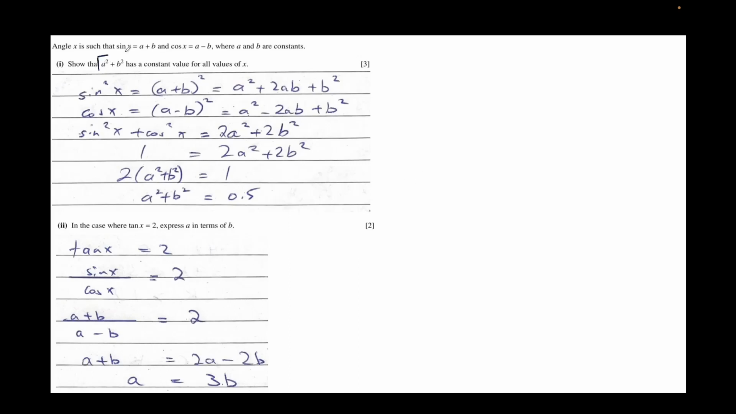If you wanted to show that a squared plus b squared has a constant value, what they're really asking you to do is prove that a squared plus b squared is going to be equal to a specific actual number that doesn't change, using this information over here. Does that make sense so far?